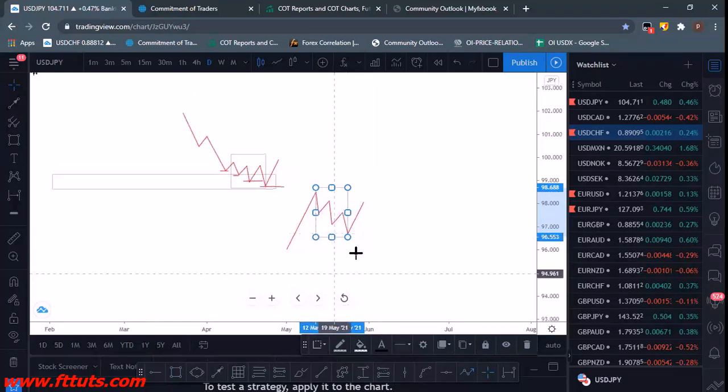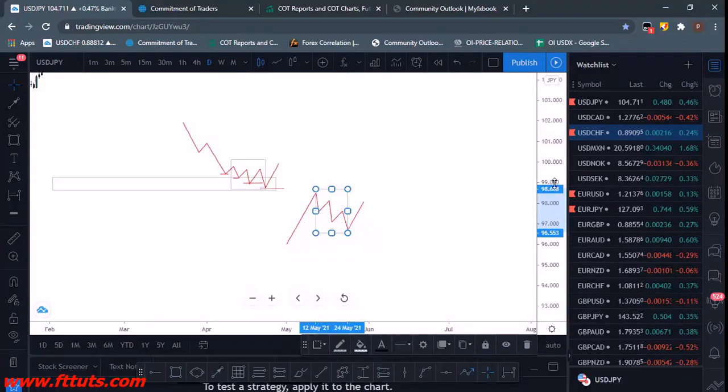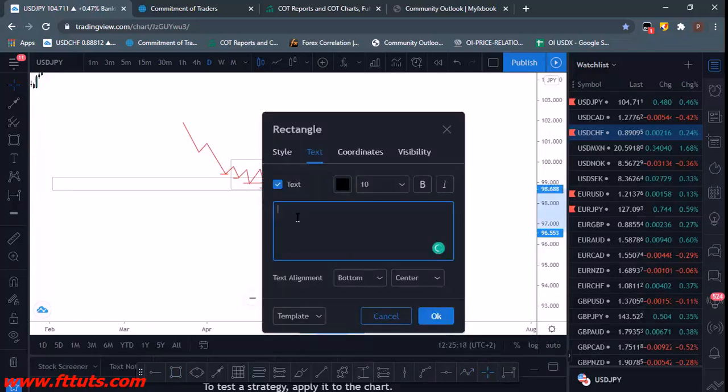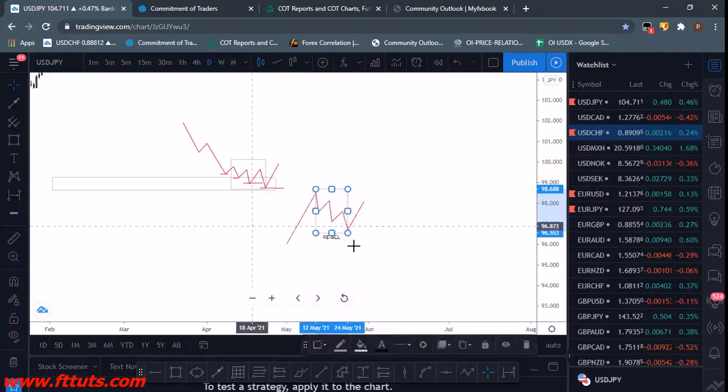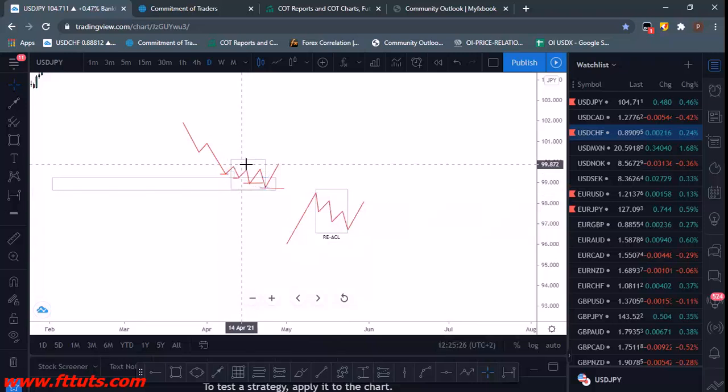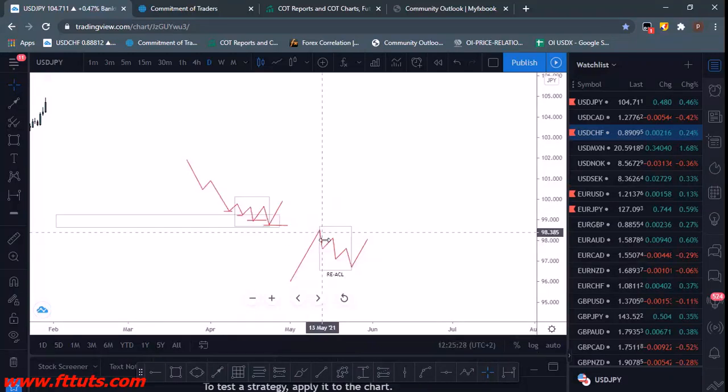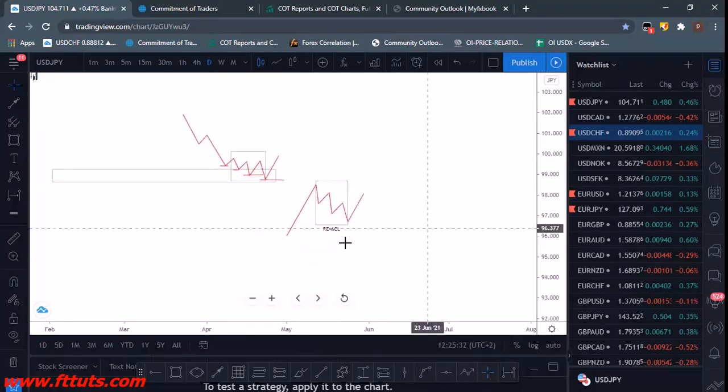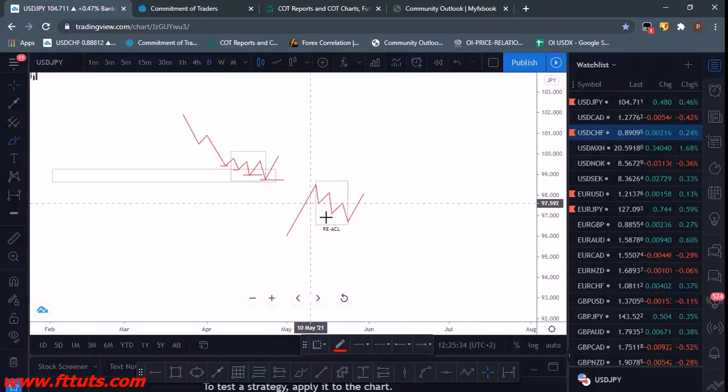So this is like an accumulation again, which is called a reaccumulation. I think I didn't take this one, but you can just write reaccumulation like this. Okay, so I'll put it on the bottom. This one is going to be like the normal accumulation. This one is for continuation, this one is for reversal. Same thing, the manipulate structures on the low.